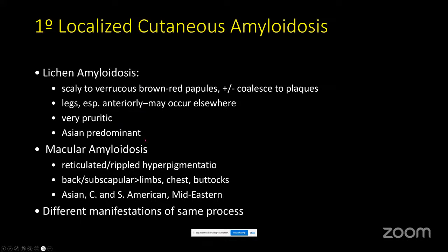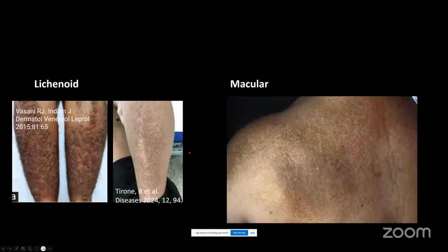So lichen amyloidosis, usually on the anterior legs, very itchy. It can be seen in anyone, but it's seen a lot in patients of Asian descent. Macular amyloid, more of the rippled hyperpigmentation, but there's a lot of overlap with these. Here you can also see it in Middle Eastern as well as Asian and South American and Central American communities. So these are from the literature. You can be hyper or hypopigmented. These are extreme examples of the lichen amyloidosis.